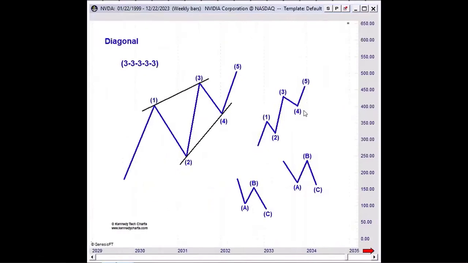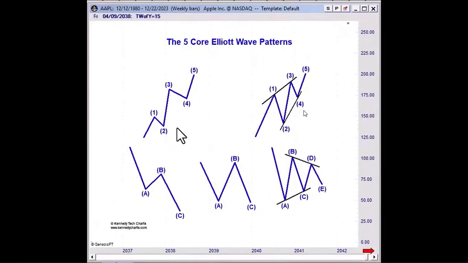Now the diagonal, we sometimes refer to it as an ending diagonal. This is what the pattern is. It's a 5-wave pattern, waves 1, 2, 3, 4, and 5. Now it has some differences, but also some similarities to the impulse wave and also to corrective structure. For example, within an impulse wave, and remember last week's discussion, this is an impulse wave, waves 1, 2, 3, 4, 5. Notice there's no overlap between the substructure.